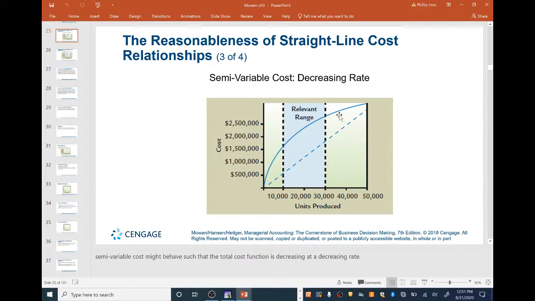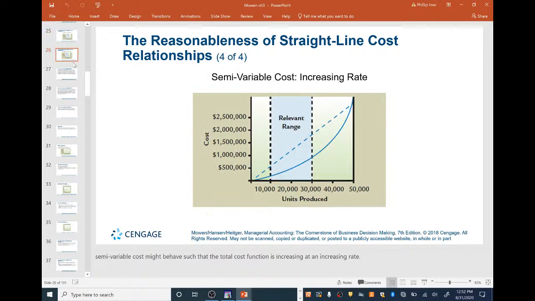See here, the cost increases with units produced. So what they're saying here is semi-variable cost, decreasing rate. As we get better at producing goods and services, we can see at first it's getting more and more expensive, but then the cost starts to flatten out right here as we become more efficient with our process. So this is just a little visual of what we just read.